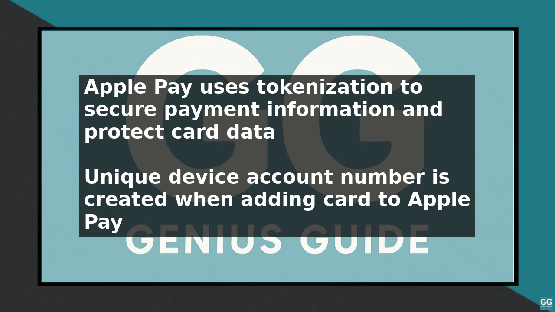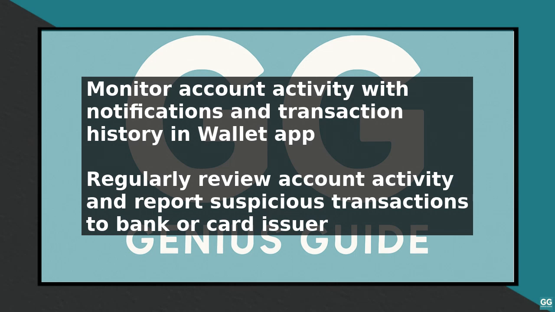In addition to two-factor authentication, you can also use other security features such as notifications and transaction history to monitor your account activity and detect any suspicious transactions. You can view your transaction history in the Wallet app and set up notifications to alert you when a transaction is made.